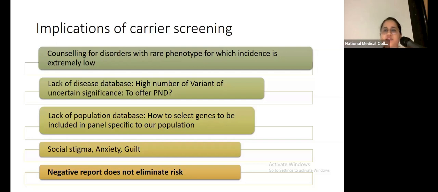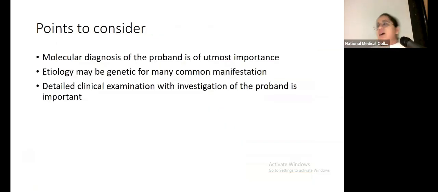There are many limitations to it. So we have to explain to them that a negative result does not mean that you do not have a high risk of having such a child. Based upon this, I would like to end today's CGR with the fact that molecular diagnosis of the proband is very, very important. Etiology may be genetic for many common manifestations, which is why it's important to have a genetic eye for such disorders.